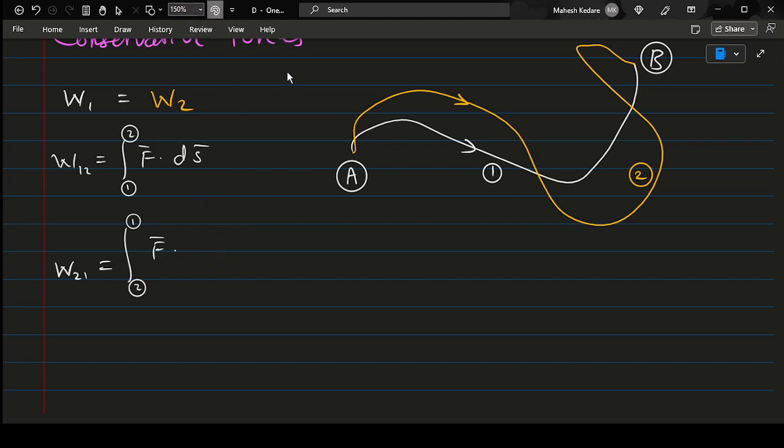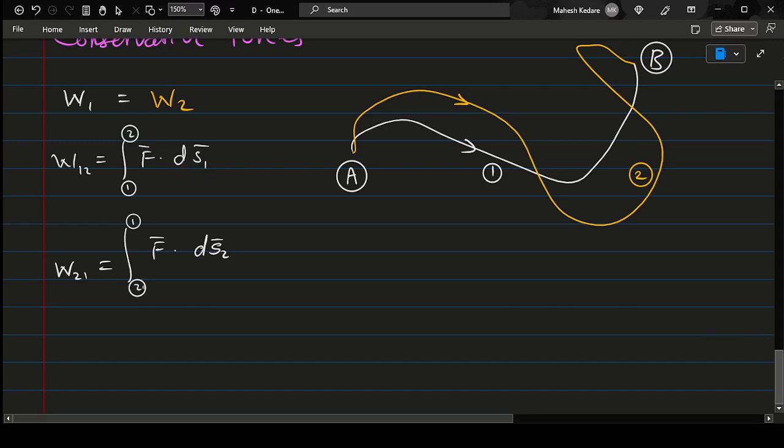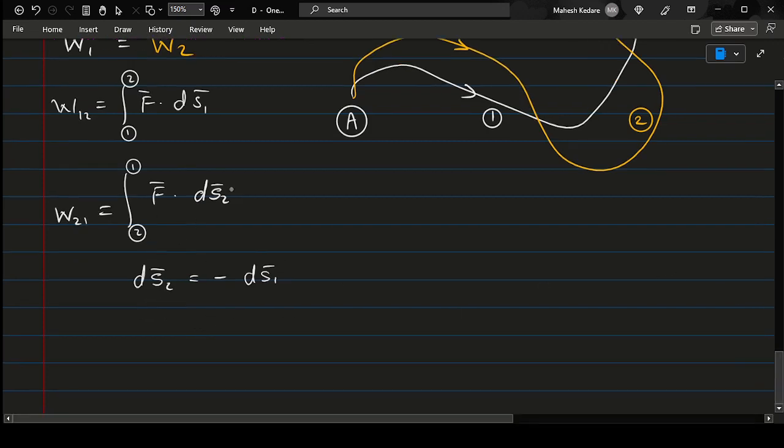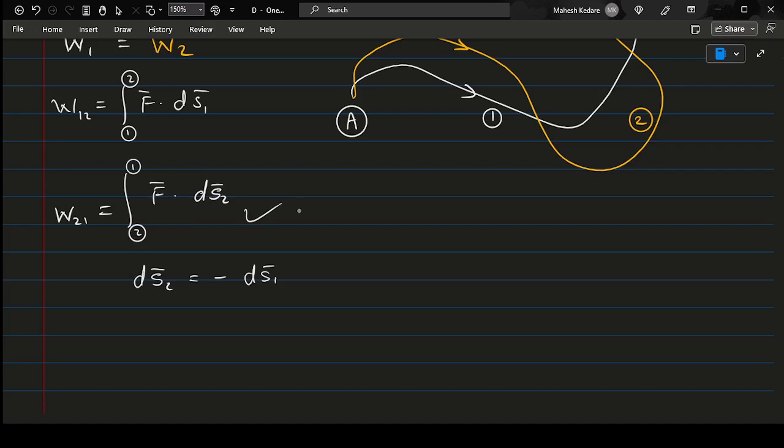For the work done in the reverse movement from the second position to the first position, we denote the displacement by ds2 bar, and in this case we denote the displacement as ds1 bar. Now, in going from 2 to 1, the displacement ds2 bar will be opposite of the displacement ds1 bar, which is when we go from position 1 to position 2. It must be negative. So, we can replace ds2 bar by negative ds1 bar in this equation.